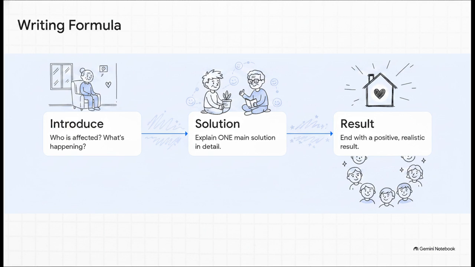Step 3. Show the result. Wrap your paragraph up by explaining the outcome. How does the solution actually improve the community? End on a positive, realistic note.